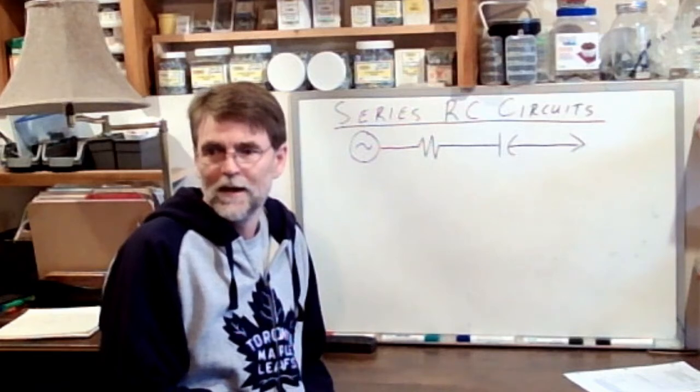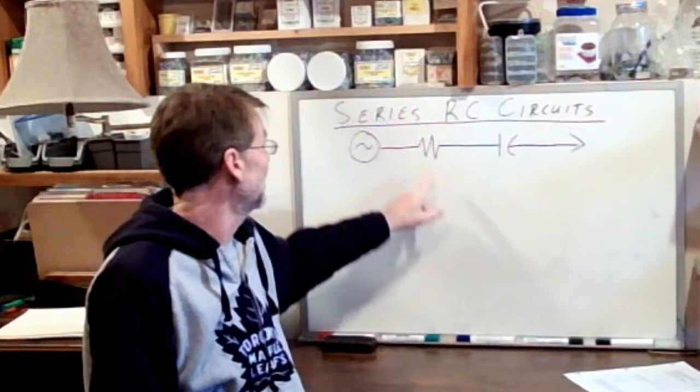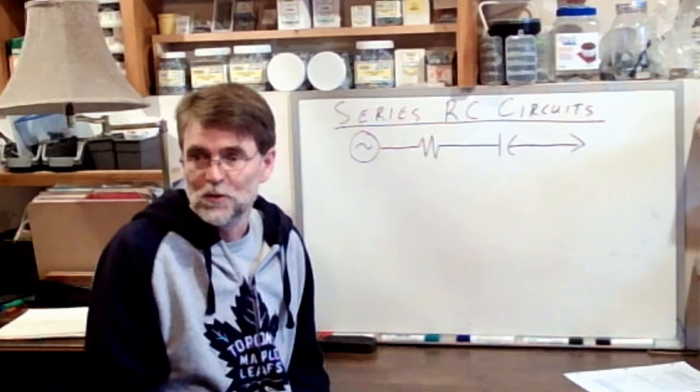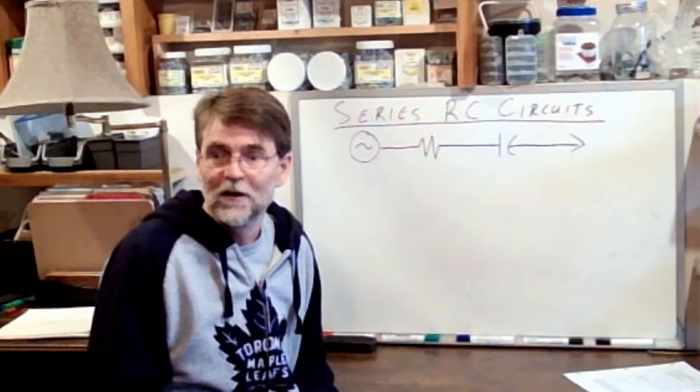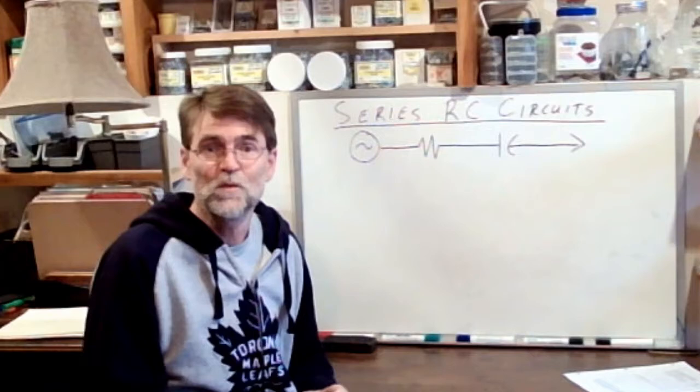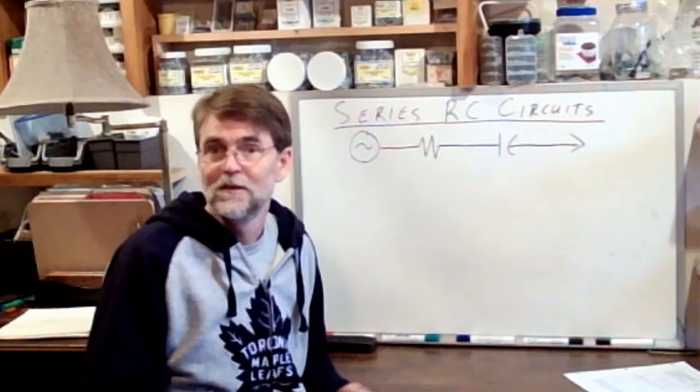Okay, so now let's figure out how to calculate a circuit that contains a resistor and a capacitor connected in series. So we call this a series RC circuit, and the process is very much the same as the way we calculated the series RL circuit. Once we get the right adjustments made and the right vector is pointing in the right direction, the math ends up being exactly the same.